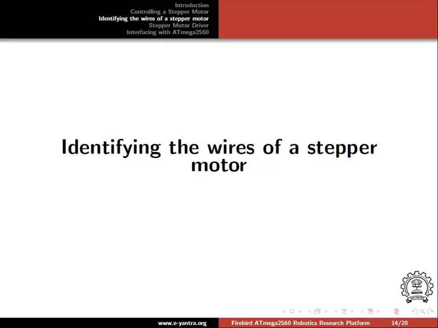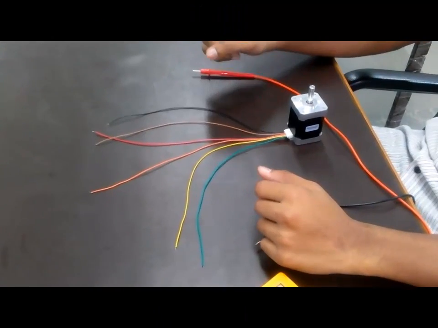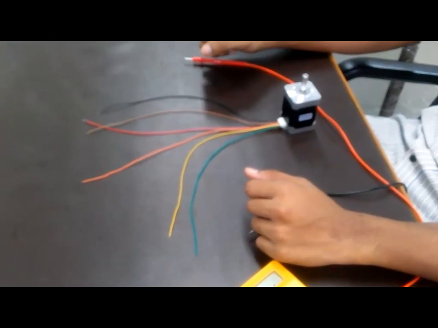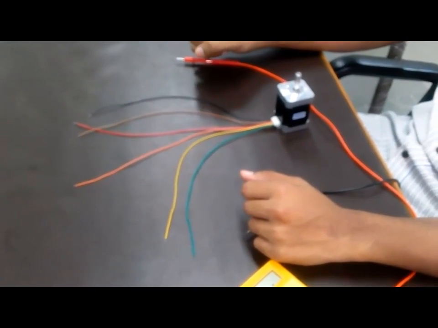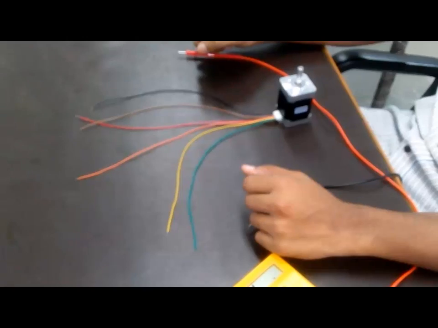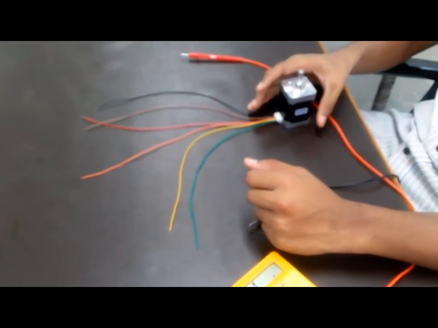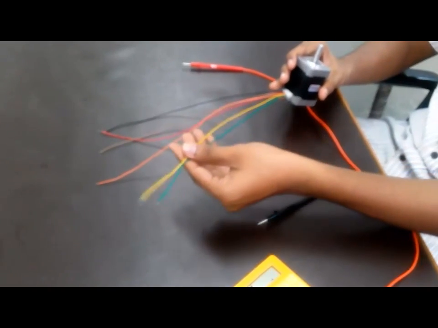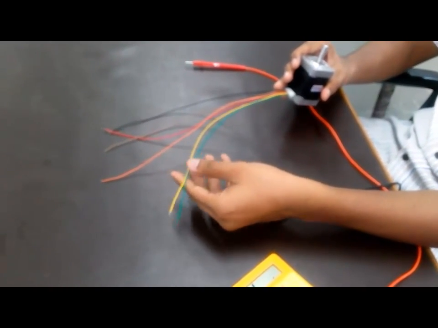We will now learn how to identify the wires of a stepper motor. Most of the stepper motors do not come with the wires labeled or some data sheet specifying it. So to figure out which wire is which, let me show you a simple way to do it using a multimeter. Take the stepper motor and strip its ends if it is not already.